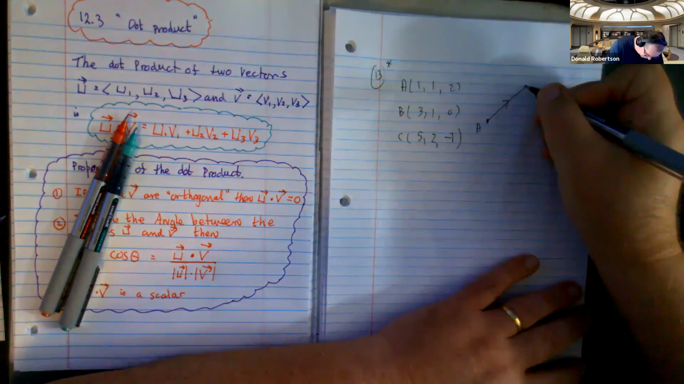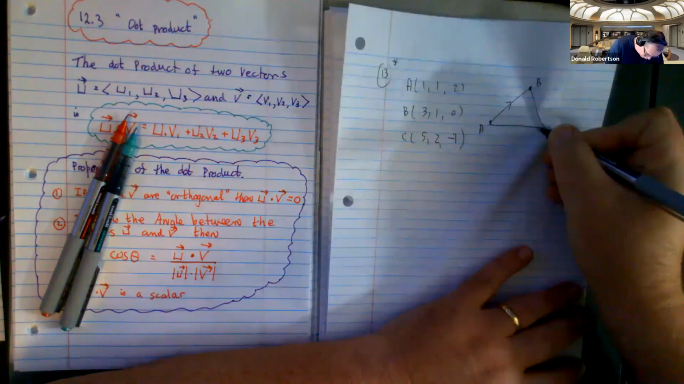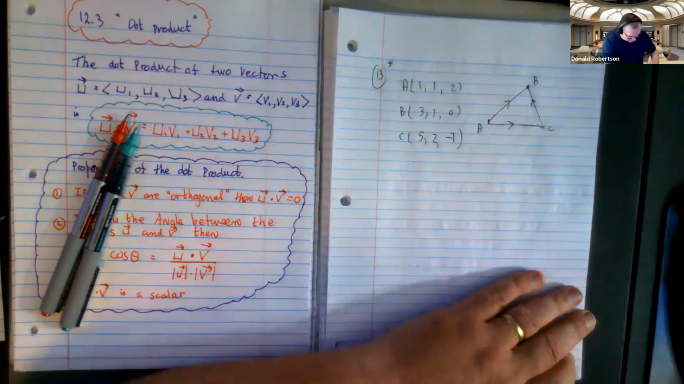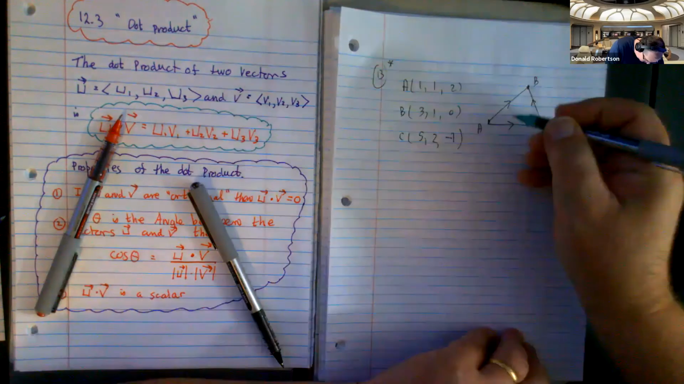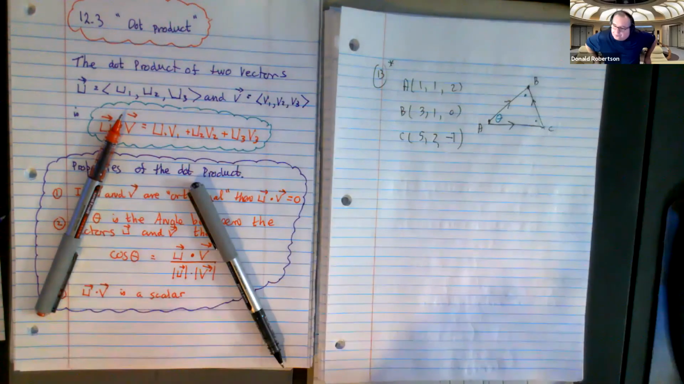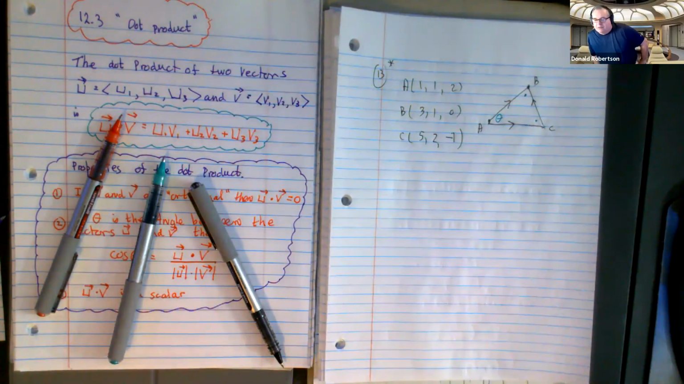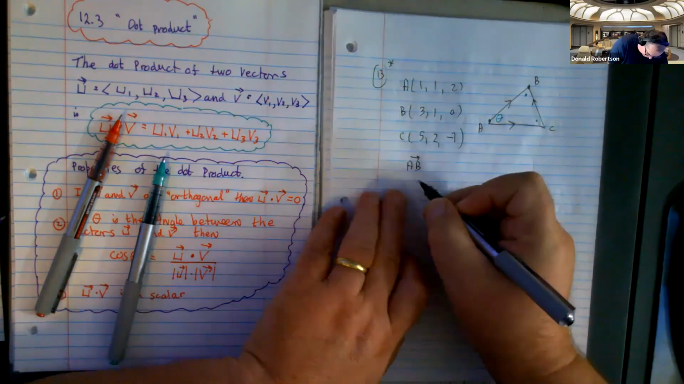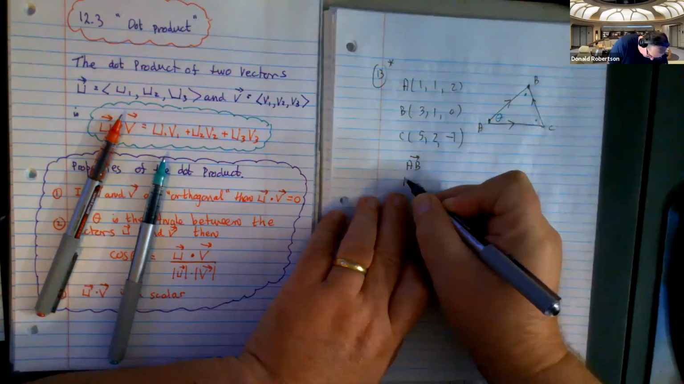Imagine this is our 3 triangles, ABC. And we are going to find the angles between them. Now, if we set this up correctly, we should be able to find all 3 angles. As a strategy, the first thing I'm going to do is find the vector AB, this one, and the vector AC.